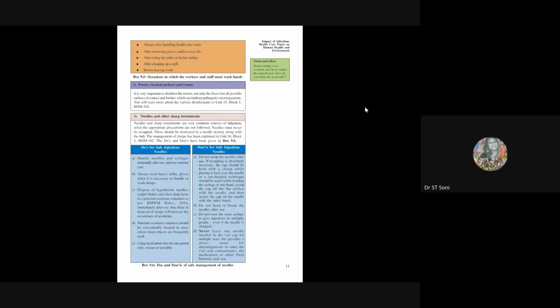So how will it be transmitted? One important is poorly cleaned surfaces and rooms. Second is the needles and the sharps. One key point, because that was very rampant initially, and in the initial days, sharp waste management was not that good.